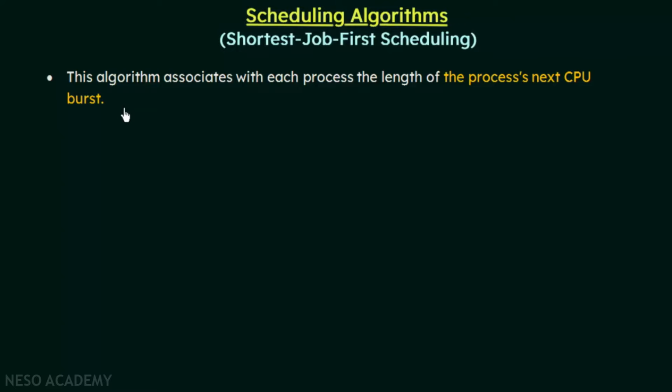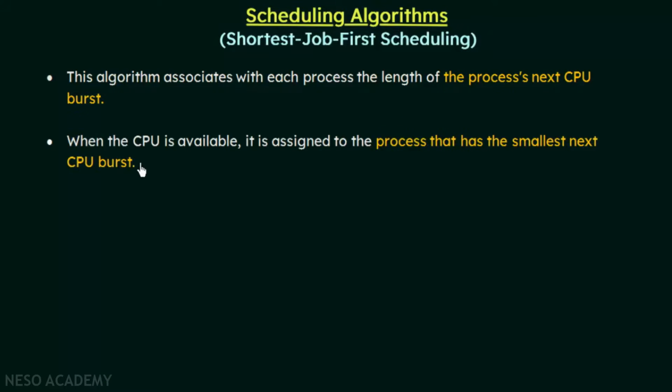Based on that, the processes will be assigned the CPU. The process having the least next CPU burst will be the one to get the CPU first, and this pattern will be followed for the remaining processes as well. So when the CPU is available, it is assigned to the process that has the smallest next CPU burst. This pattern will continue. Now there may be a question that comes to your mind.